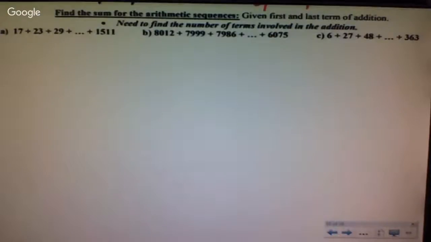We got 3 more just like this. So I'm going to do one more with you, and then I'm going to let you do the last 2 on your own and see what you come up with. I'll come around and check it for you. Don't do the easiest one either. Which one do you want me to do? You tell me. I will do B. Okay. So if I do B, what's my first number? 8,012. What's my last number?